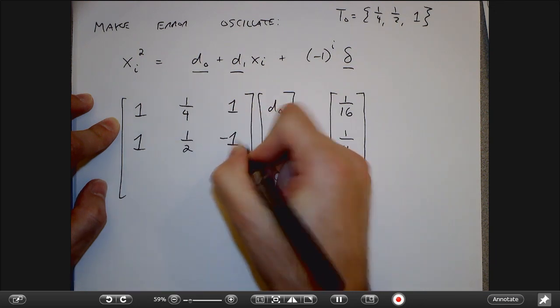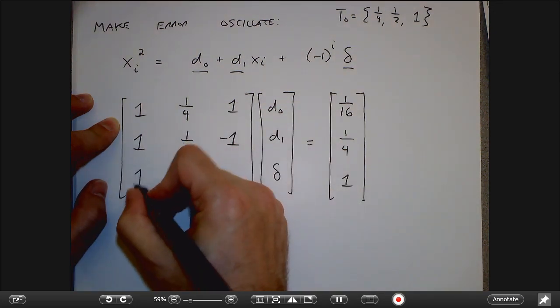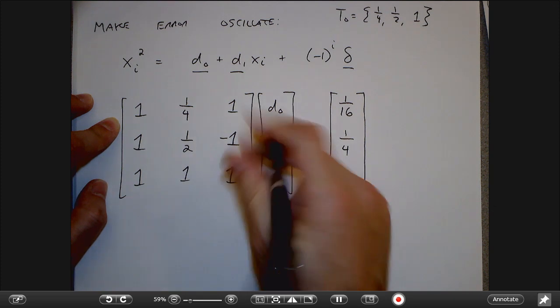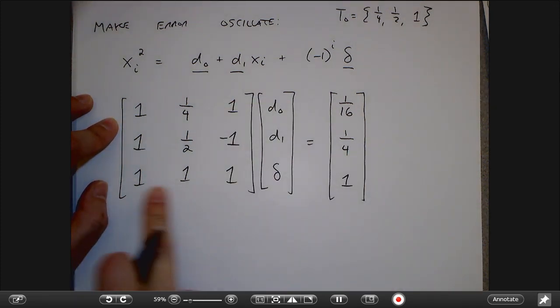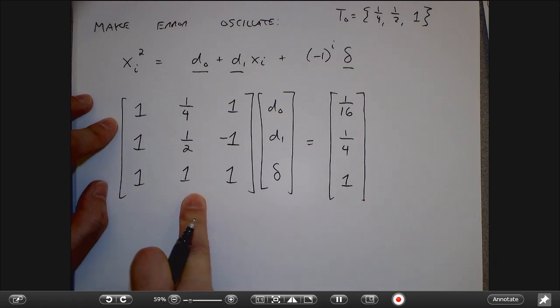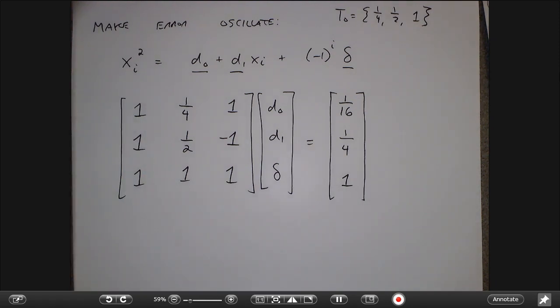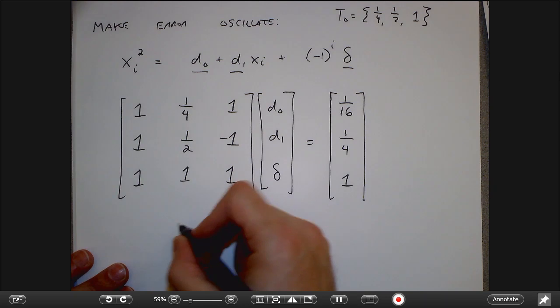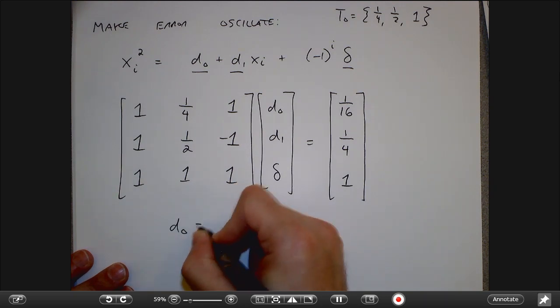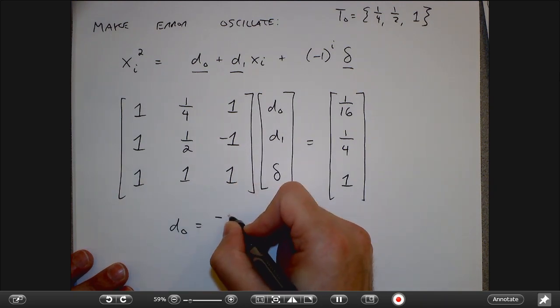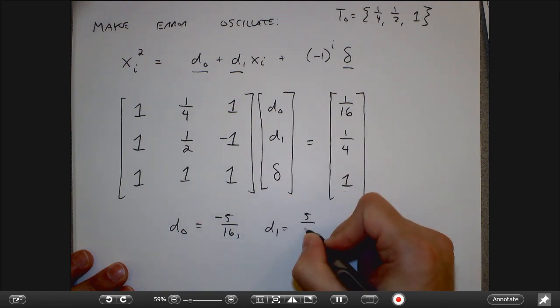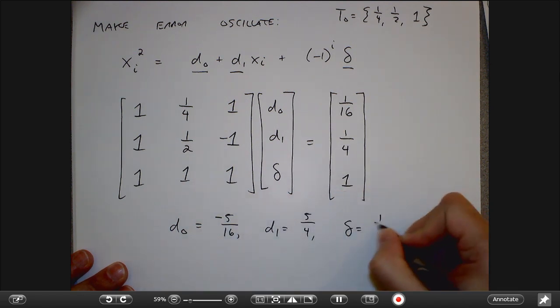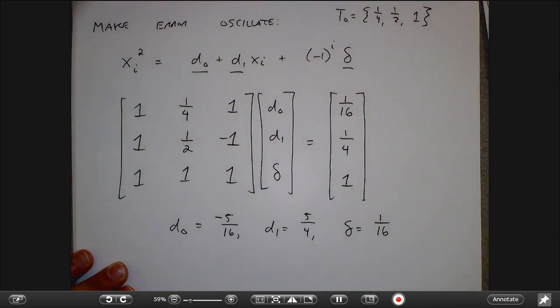This is saying I now oscillate to -1. And then I say now I'm oscillating to 1, right? So this column is the oscillation. This is the constant term, and this is the x term. And so now I've got a linear system with 3 equations and 3 unknowns. I can solve for that and find out that I get d0 equals, as it turns out, -5/16. d1 is equal to 5/4, and the delta is equal to 1/16. And so what does that mean?